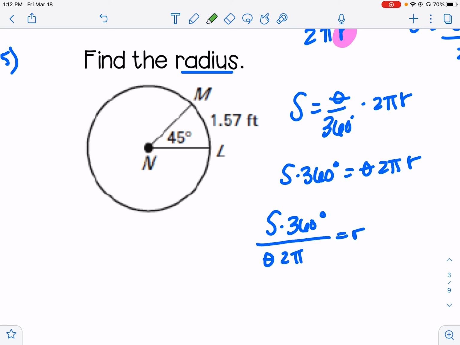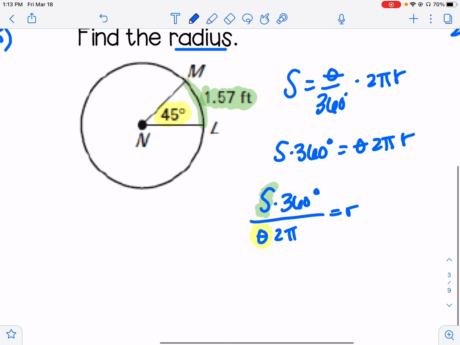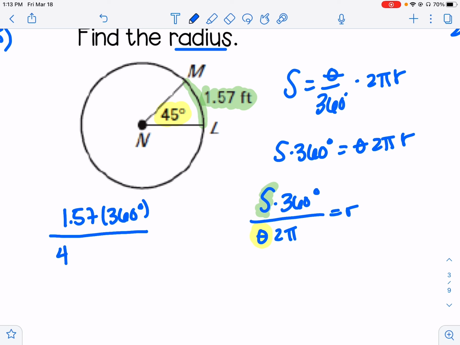Now we just need to plug in our pieces. So I'm looking for S. Once again, that's actually the arc length. So that's given to me out here, 1.57. I need theta this time. Well, theta is given right here. It's 45 degrees. Everything else are just numbers. So we are ready to set this up. I get 1.57 times 360 over 45 2 pi.